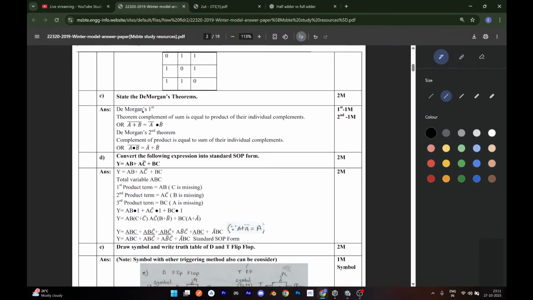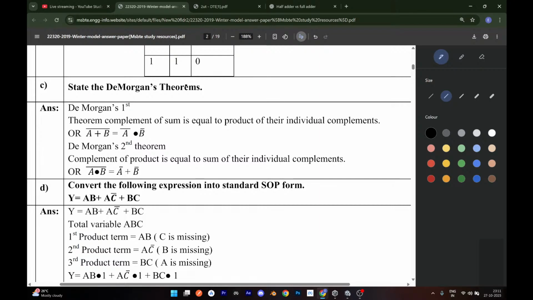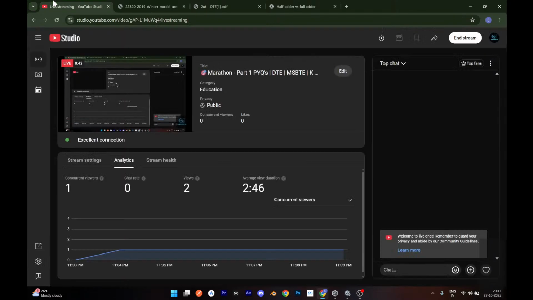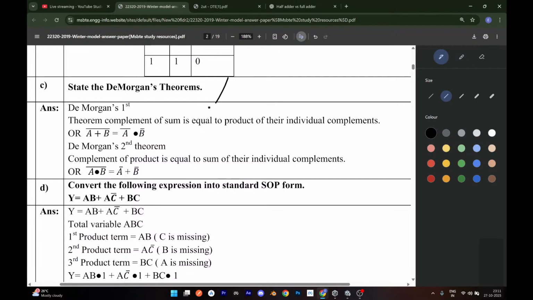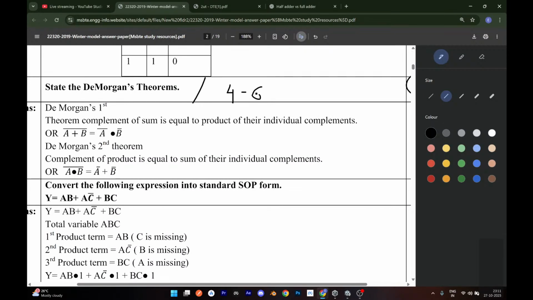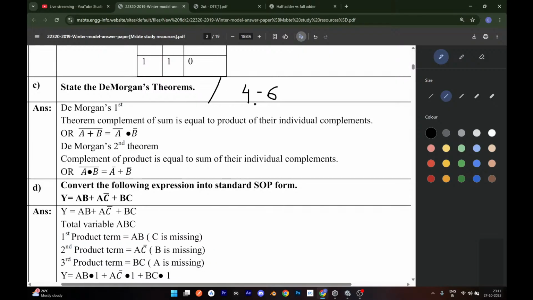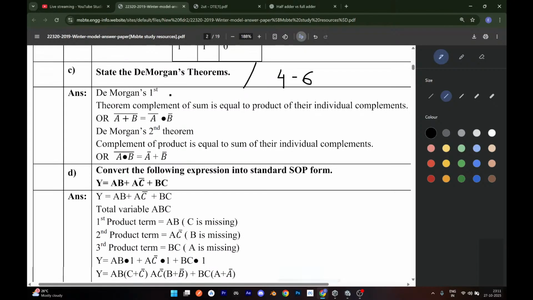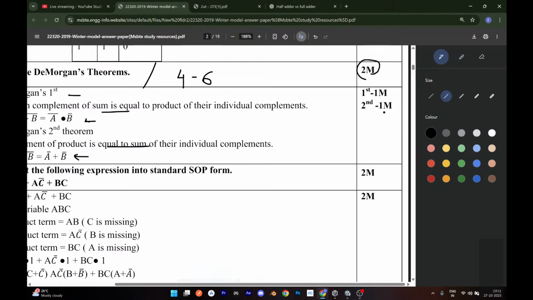Okay, then what is De Morgan's theorem? This question usually comes in exam, for approx 4 marks, but here it has come for 2 marks. Even it can come for 6 marks, depending, but mostly comes for 2 and 4 marks. So here, first we have written what De Morgan's theorem is in the theory part, then we have shown the equation. Second theorem, and then equation, that's all. Half marks each. First 1 mark, second 1 mark.